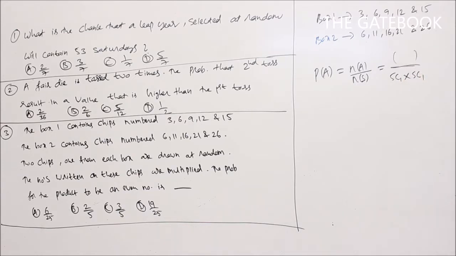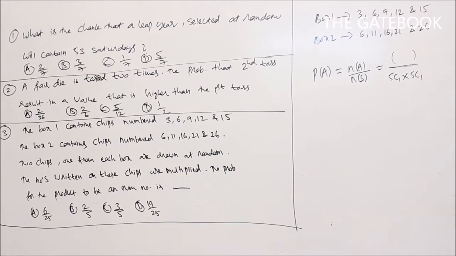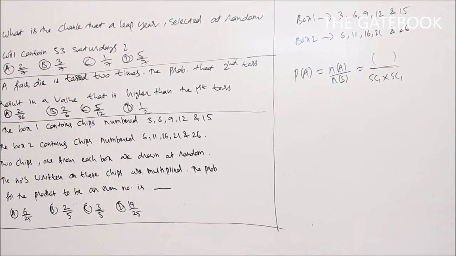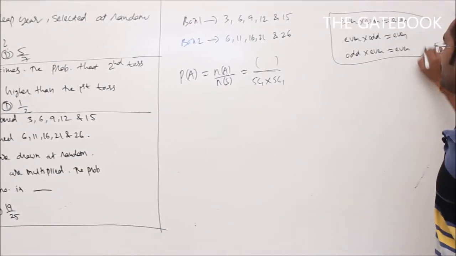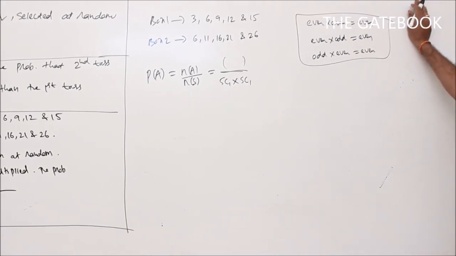What about the numerator part here? That is the required thing here. So you should get the product to be an even number. When will we get the product to be an even number? See here, box 1 contains both even numbers as well as odd numbers. Box 2 also contains both even and odd numbers. So the product is even if and only if, we know that even into even, even into odd, odd into even, is also even.